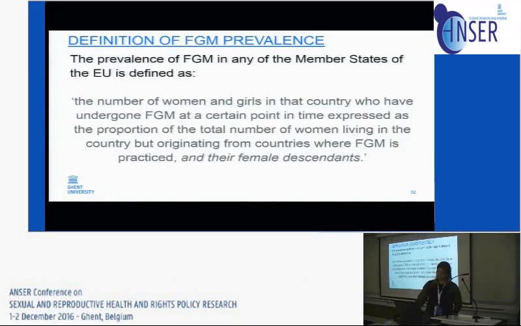So what are our conclusions? Well, concerning the common definition, we took the definition from EIGE, which is that FGM prevalence is the number of women and girls in that country who have undergone FGM at a certain point in time, expressed as the proportion of the total number of women living in the country but originating from countries where FGM is practiced. And then we added, and their female descendants, because we thought that was something that was still lacking, which came forward in other definitions. So we made a little bit of a combination.